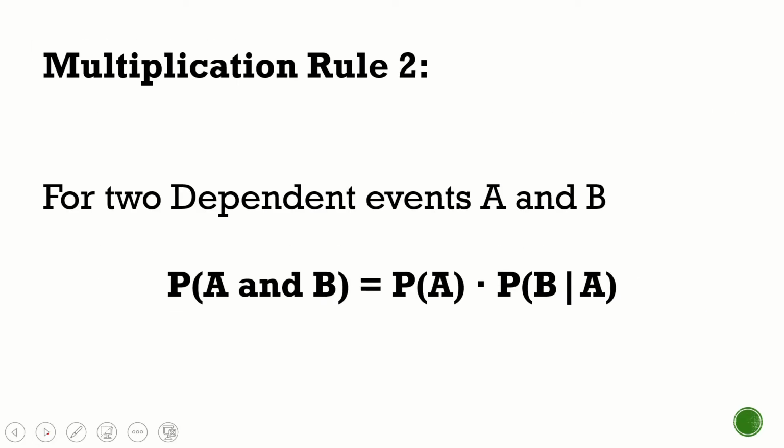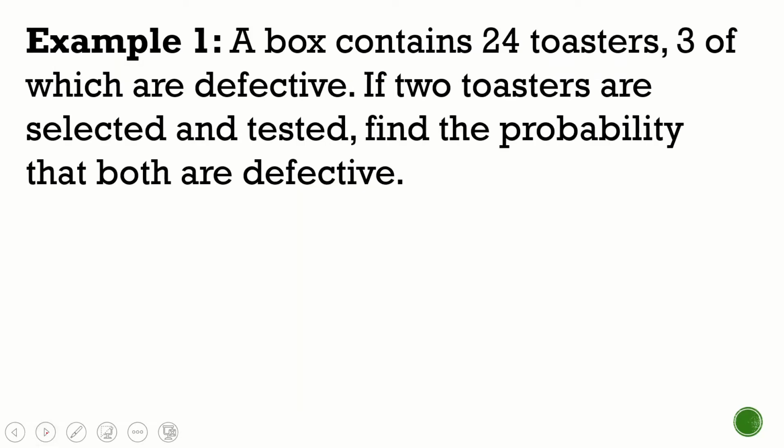All right. Now, in multiplication rule number 2, to find the probability of dependent events A and B, we just need to multiply the probability of A times the probability of event B, given the fact that we're going to subtract from the number of possible outcomes in the second event. Okay, let me give you 5 examples here.